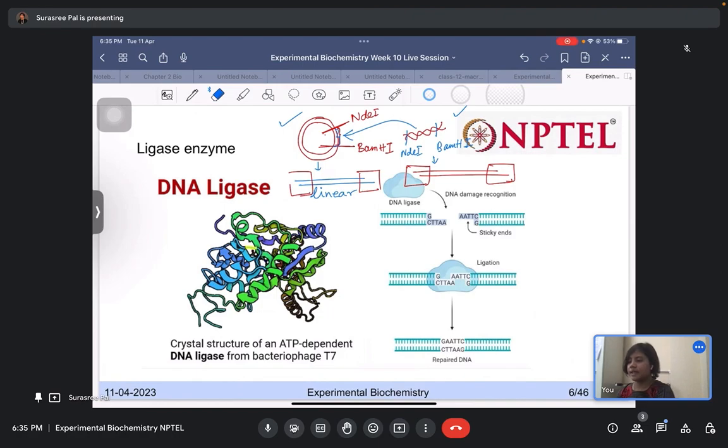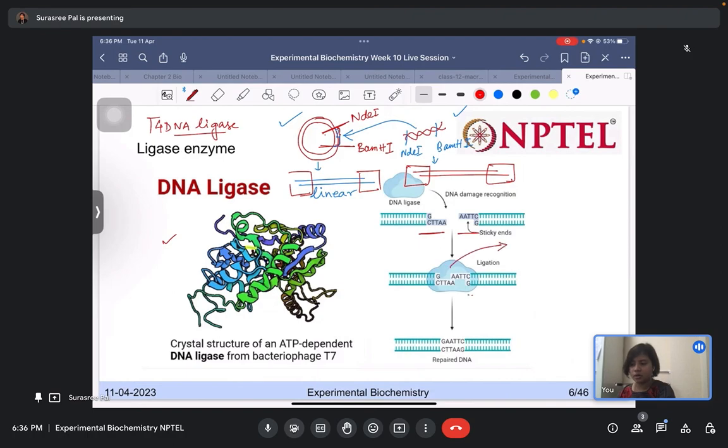Now, this ligase enzyme, this is the crystal structure of DNA ligase from bacteriophage T7. From different bacteriophages, these DNA ligases are isolated. For example, T4 DNA ligase is very commonly used. What it does is join the two sticky ends. In this diagram, you can see these sticky ends are formed by the action of restriction endonuclease. These sticky ends can be joined by this enzyme.